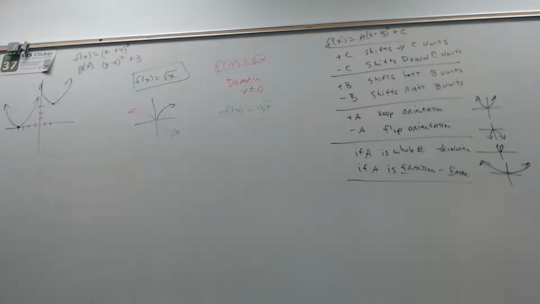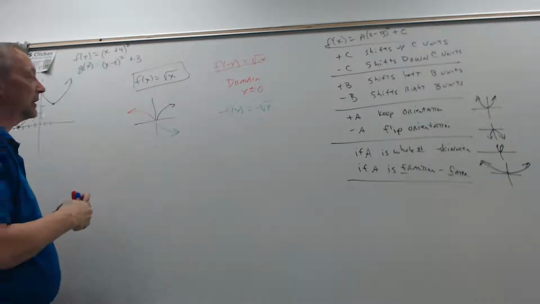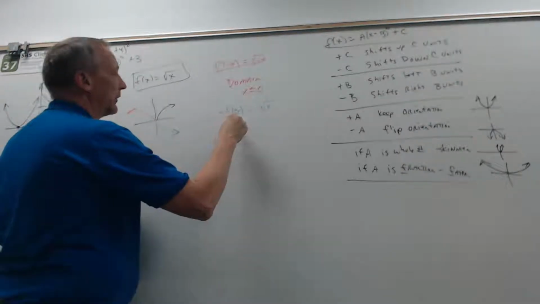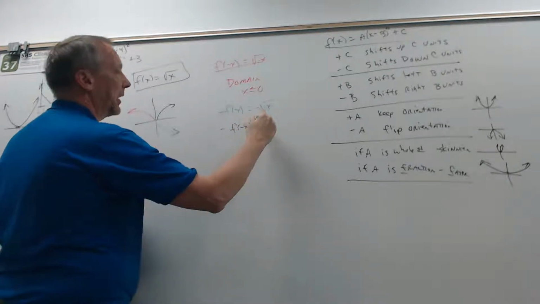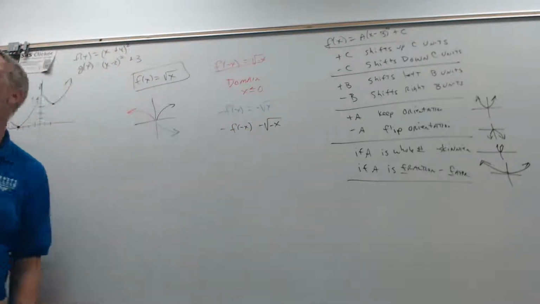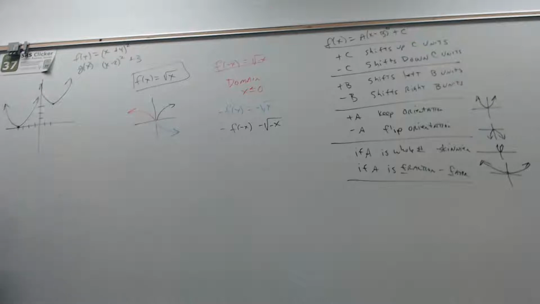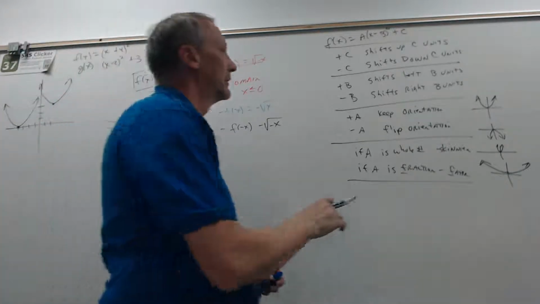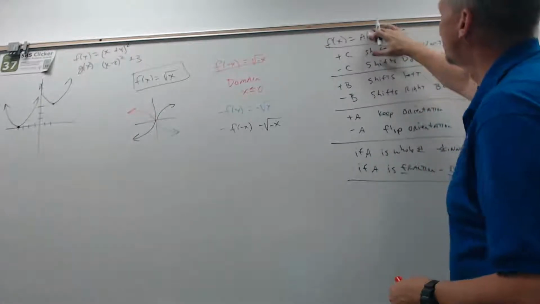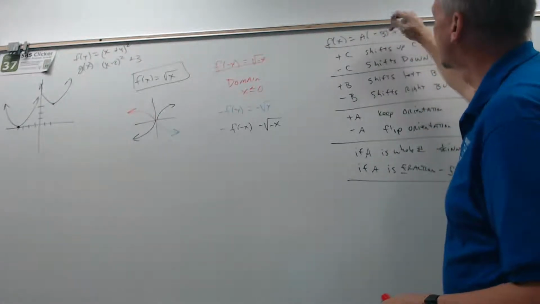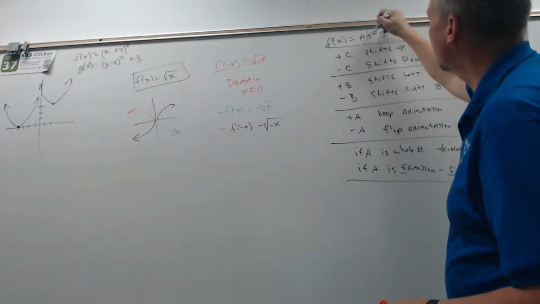Okay? And then finally, I really wish I had another color. We'll go with the black again, I guess. Minus f of minus x. It's going to be minus square root of minus x, right? Where's that going to be? It's going to be right here. Okay? So this is really supposed to represent some sort of a function. I should probably have left that there.